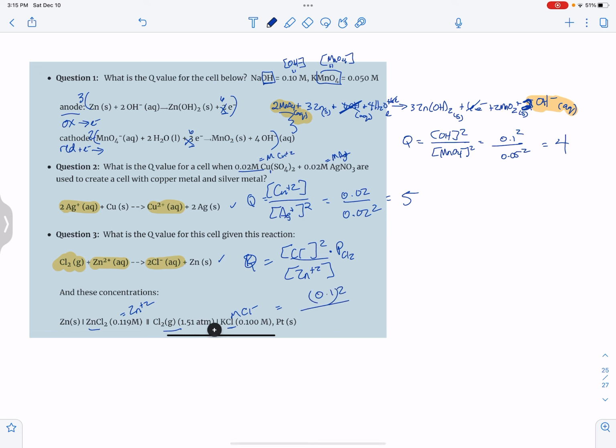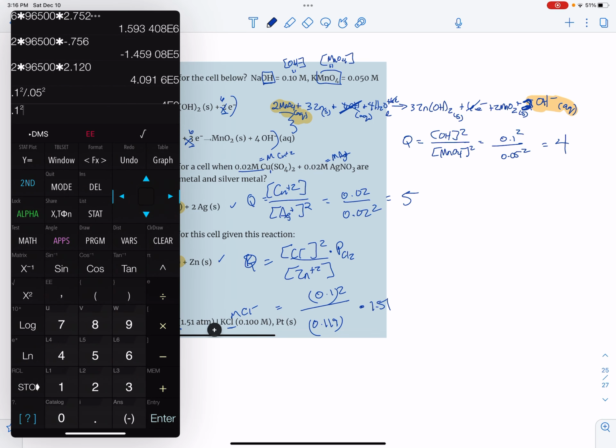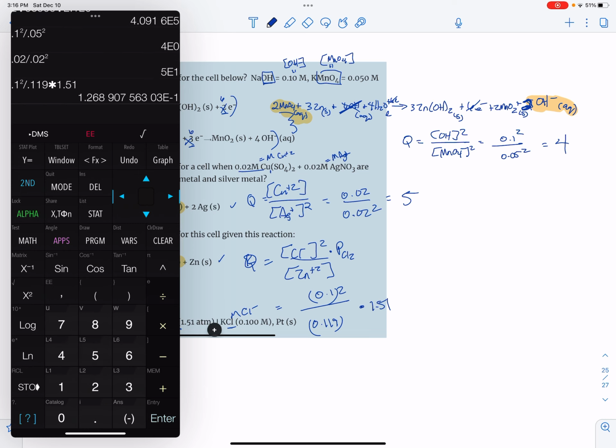0.1 squared over 0.119 times 1.51. There, minus 1. So there you go. That is the Q value for this one.